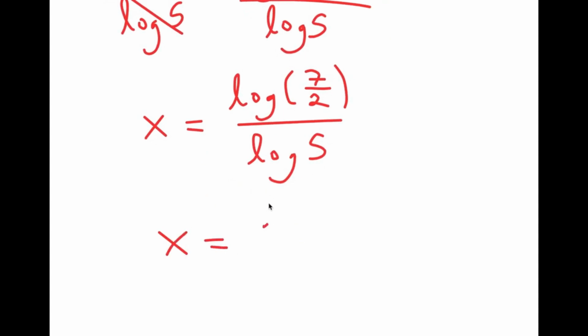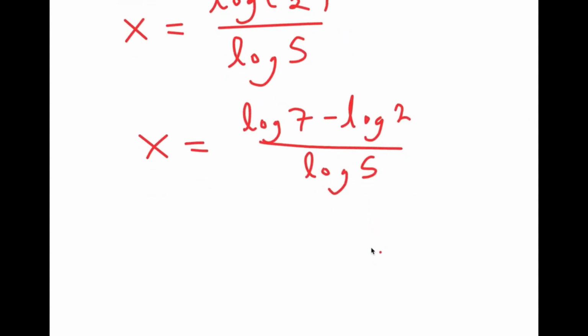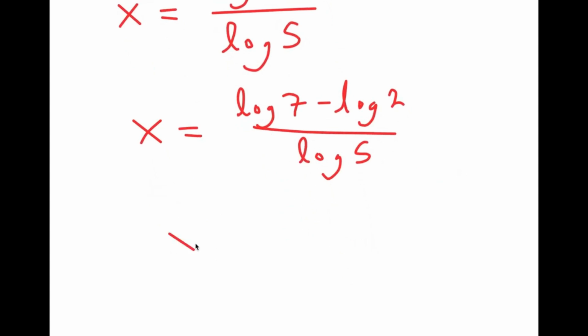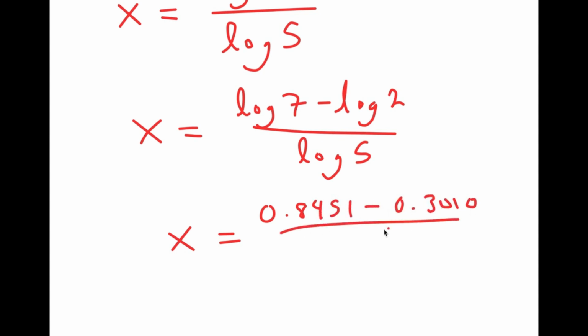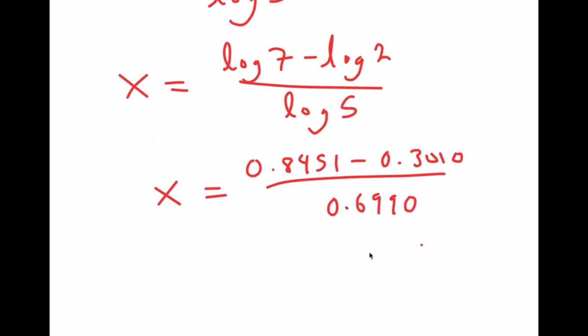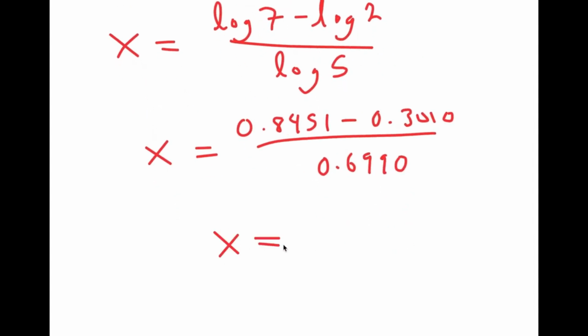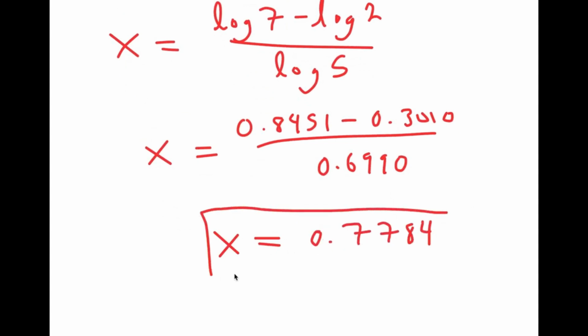Now this turns into log of 7 minus log 2 over log 5. Which is equal to 0.8451 minus 0.3010 over 0.6990. And this is equal to 0.7784. So this is my answer.